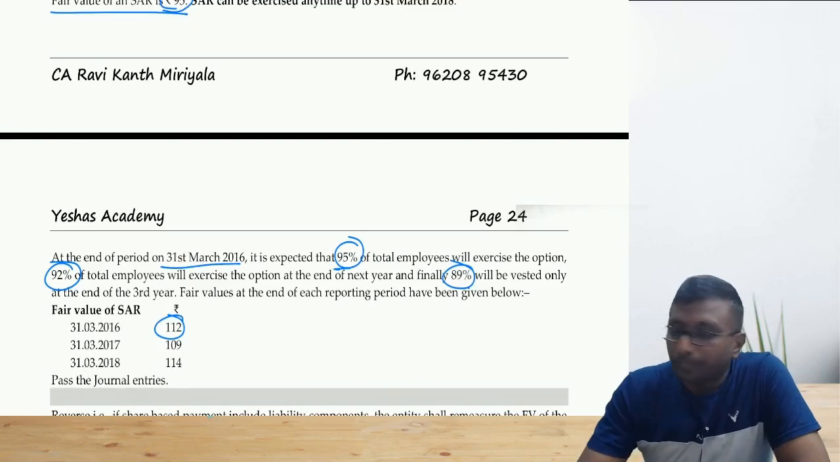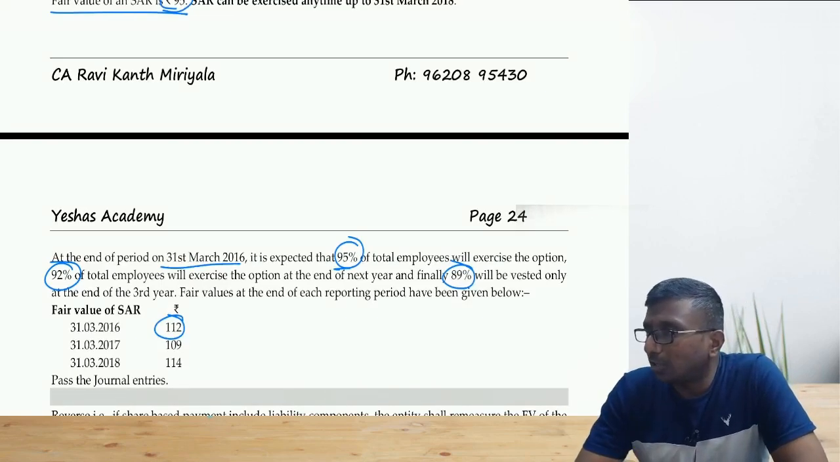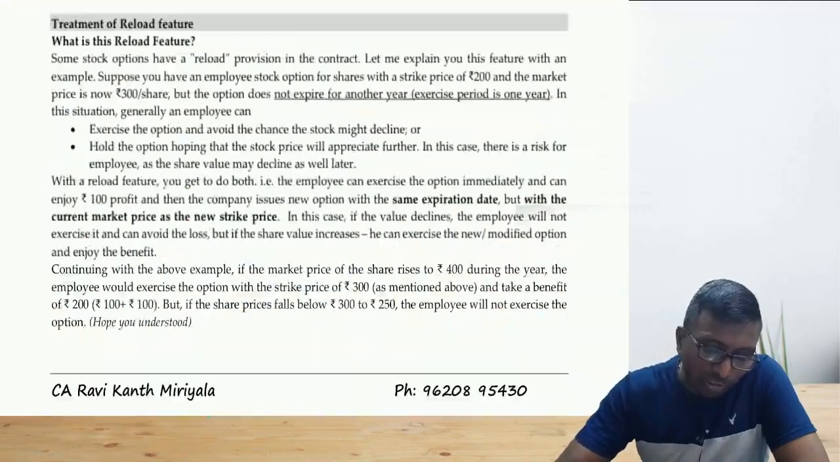Chalo. Anyhow, shall we go and look at the sums, my dear? Before going to third topic, number 3.